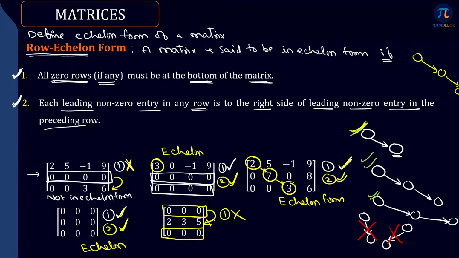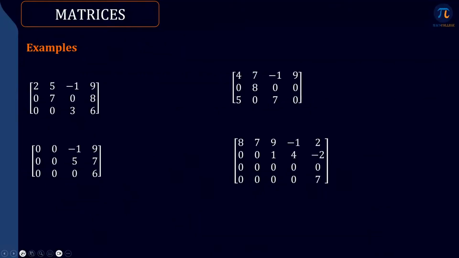Now what about this? Here the first condition is failed, so not in echelon. So what is the definition of row echelon form? A matrix is said to be in echelon form if the following two conditions are satisfied. What is the first one? All zero rows, if any, must be at the bottom of the matrix. Second one, each leading non-zero entry in any row is to the right side of the leading non-zero entry in the previous row. Let us take some more examples quickly.